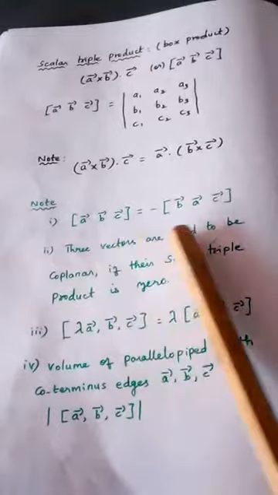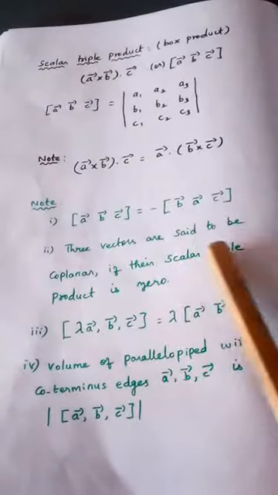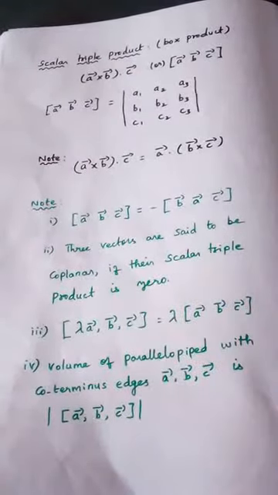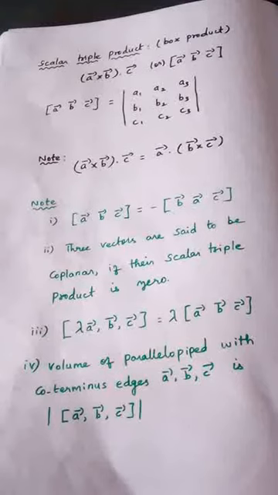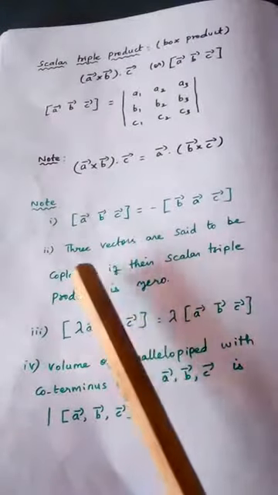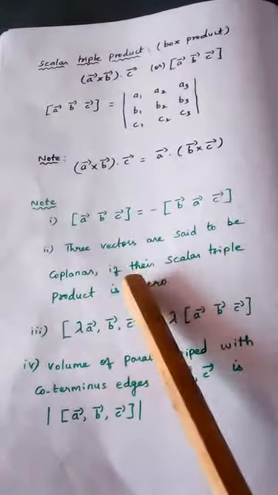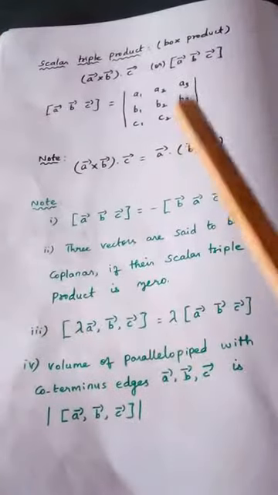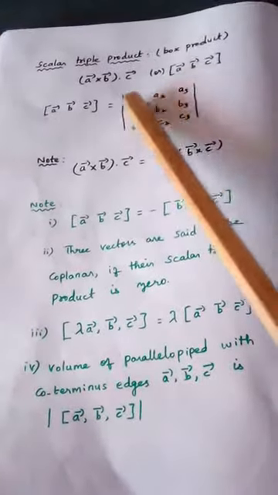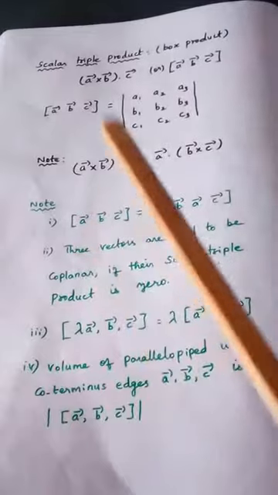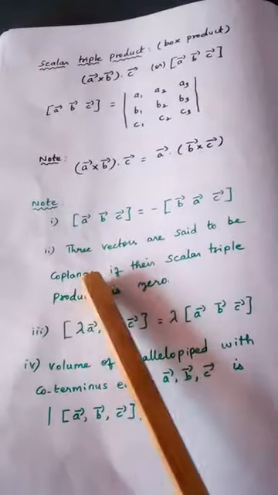Second one, three vectors are said to be coplanar if their scalar triple product is 0. Coplanar means vectors lying on the same plane. Coplanar means three or more vectors, if they lie on the same plane, that is called coplanar. So three vectors can be called coplanar if their scalar triple product, that is the box product, value becomes 0, then I can say those three vectors are coplanar.